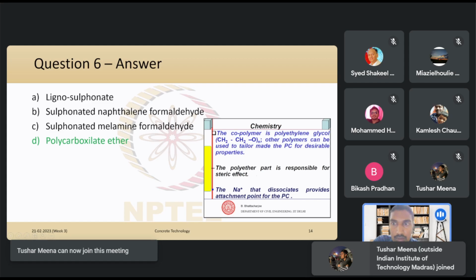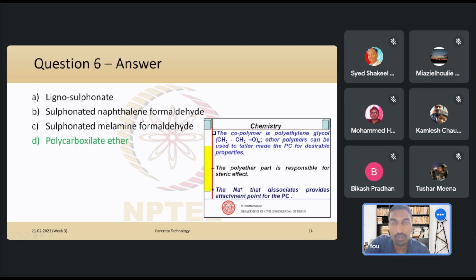So among the four, first the sulfonated type of water reducing agents. What do they do? Their mechanism of action is that the sulfonated group dissociates, and then you get the negatively charged sulfonate ion. That will get adsorbed on the cement particles, giving the cement particles a negative charge, and that negative charge will cause repulsion between the particles, and hence dispersion occurs. So that's how they work.